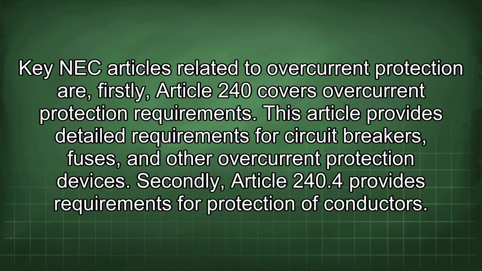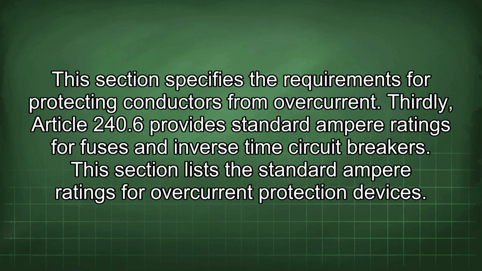Secondly, Article 240.4 provides requirements for protection of conductors. This section specifies the requirements for protecting conductors from overcurrent. Thirdly, Article 240.6 provides standard ampere ratings for fuses and inverse time circuit breakers. This section lists the standard ampere ratings for overcurrent protection devices.